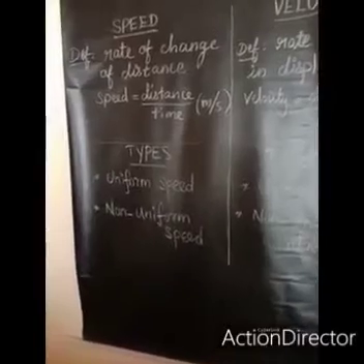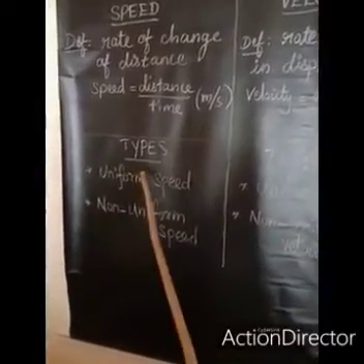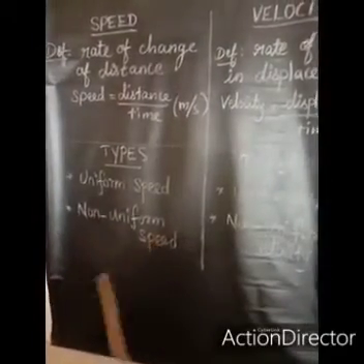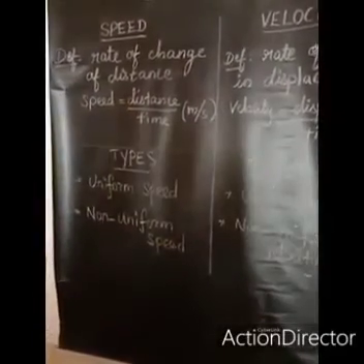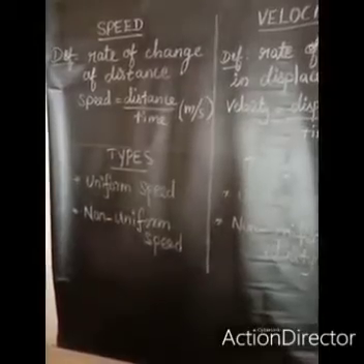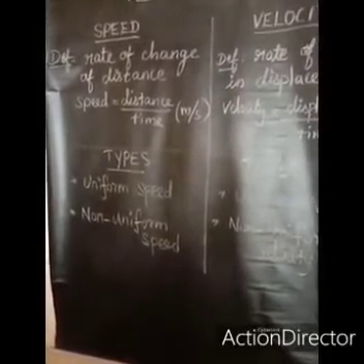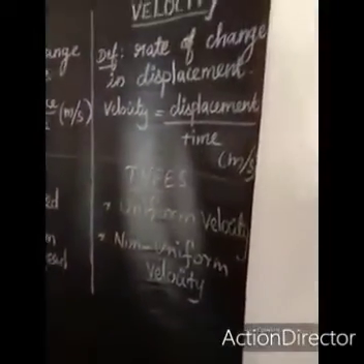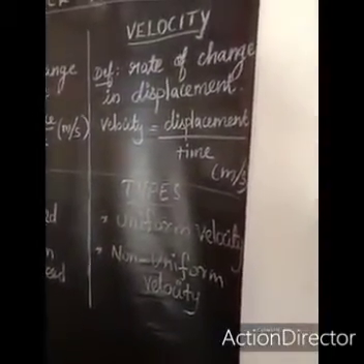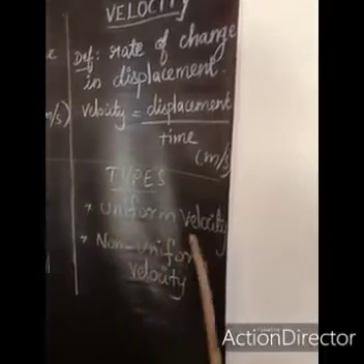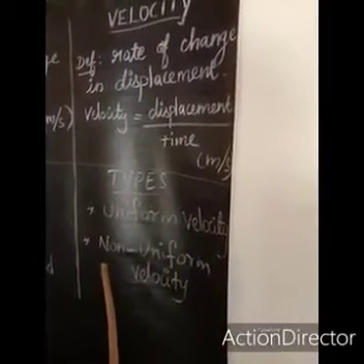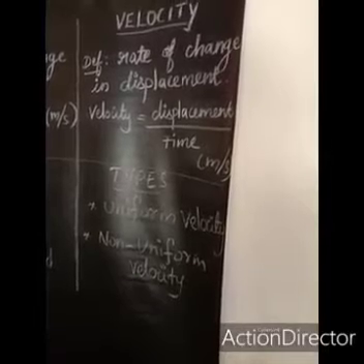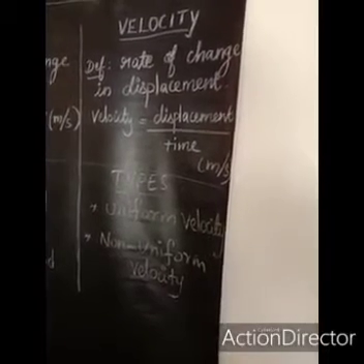Speed is classified into two types: uniform speed and non-uniform speed. Likewise, velocity is also classified into two types: uniform velocity and non-uniform velocity.